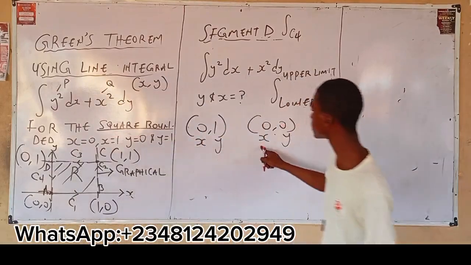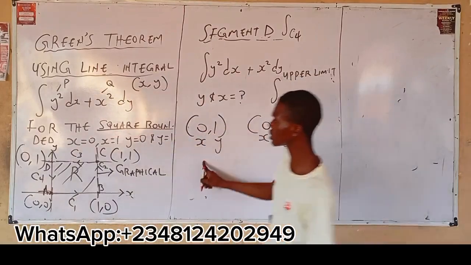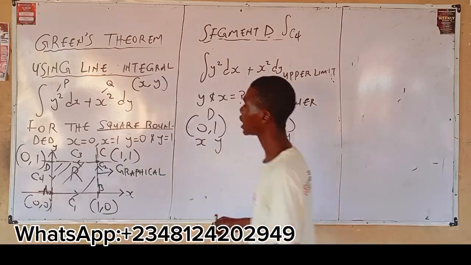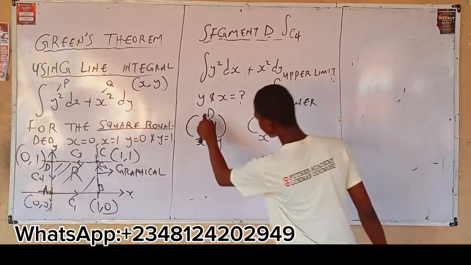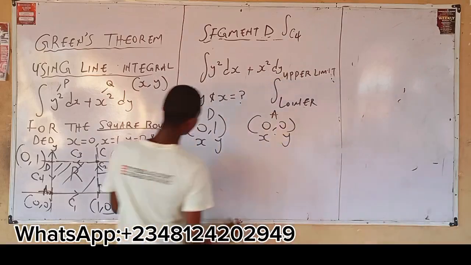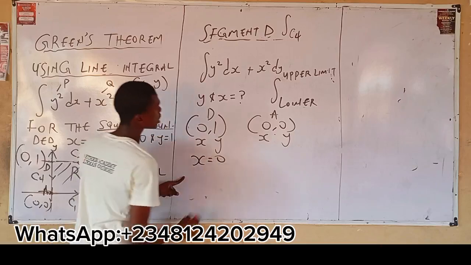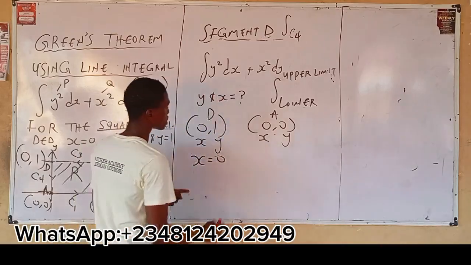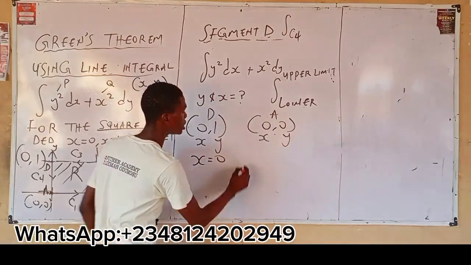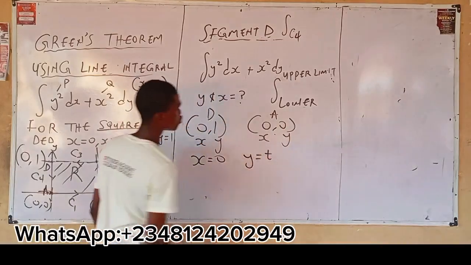In this case, x is fixed. X is not changed. This is the starting point, which is D, and this is the ending point, which is A. So for the starting point, x is 0. For the ending point, x is 0, meaning the function of x is still 0. For the starting point, y is 1, and y has changed towards 0, meaning in this case y is equal to t.